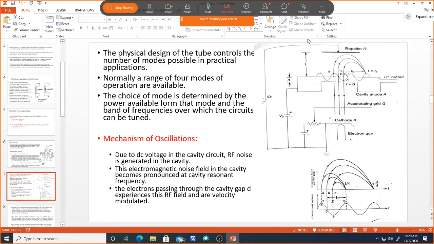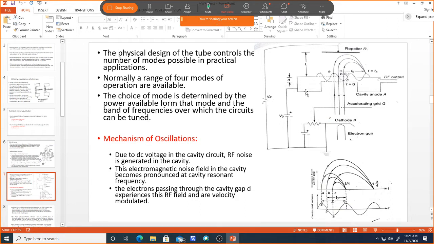So now we can see the internal diagram of this reflex klystron. As I said, there is a cathode here, so there is an electron gun which will generate the electrons. This cavity is called the re-entrant resonant cavity, because of this small space in its design. The cavity is the same on this side and this side, and the space created here is to change the velocity of the electron.